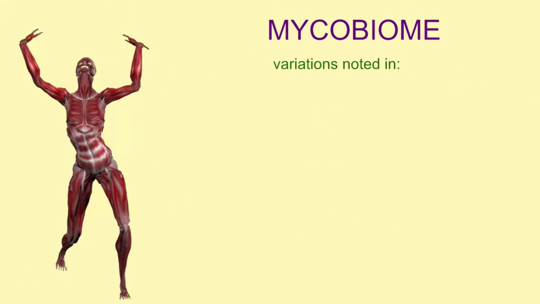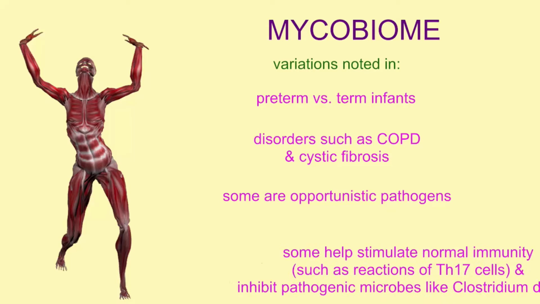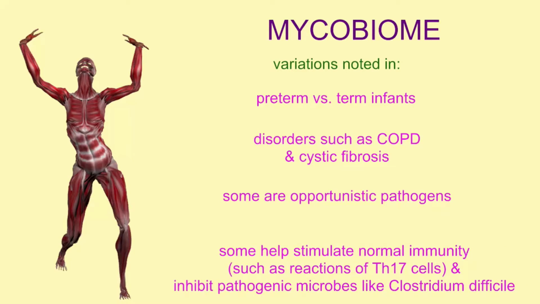Variations in which fungi compose the mycobiome are noted, say, between preterm infants and infants born at term, and between healthy individuals and those who have COPD and cystic fibrosis. While some of these fungi are clearly opportunistic pathogens that, given a weakened immune system, can cause disease, others help the immune system achieve normal immunity by, say, stimulating the types of cells known as Th17 cells, and they can inhibit the spread of pathogenic microbes.